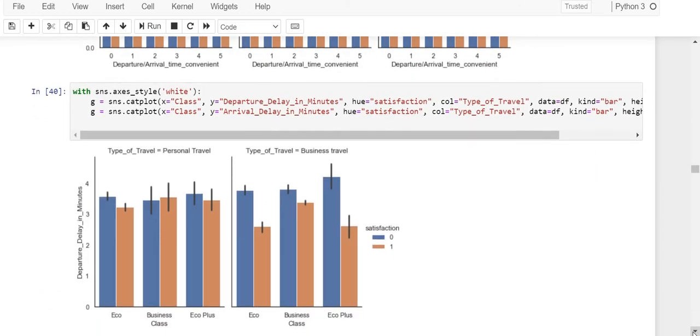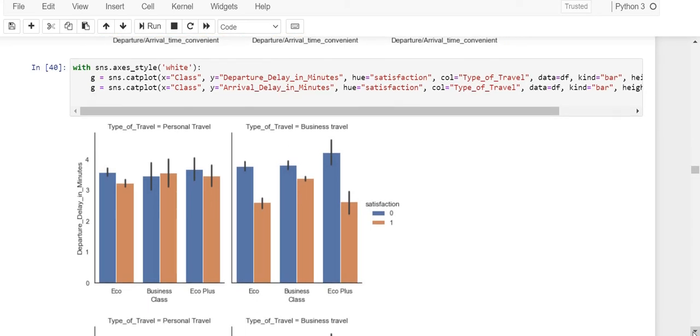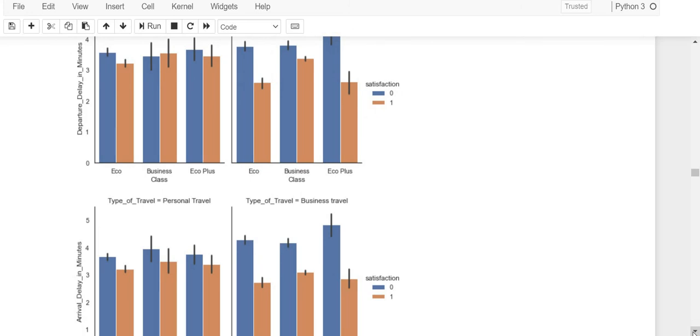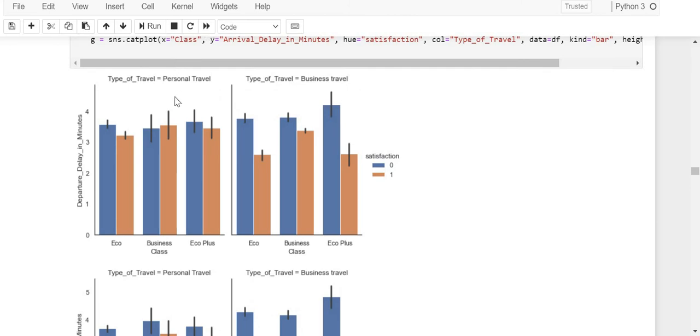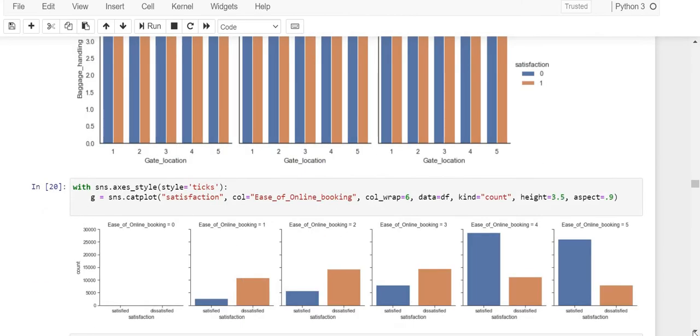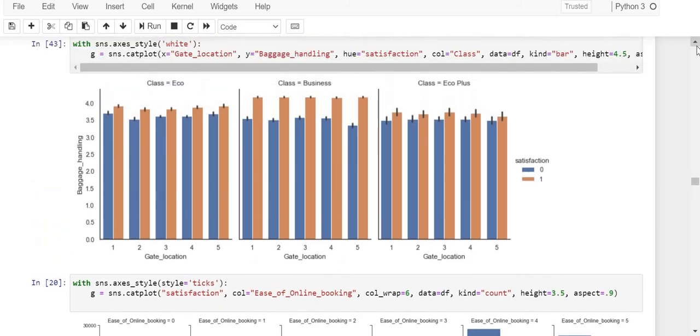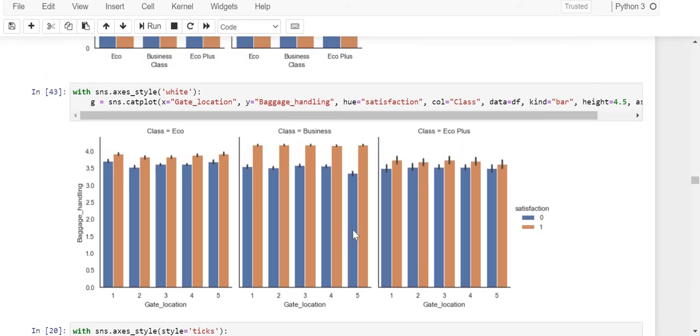Now coming to the delay factor, we can see there is a lot of dissatisfaction according to every type of travel, in both arrival and departure, for business travels and personal travels both. Coming on to gate location and baggage handling with respect to each class, the satisfaction rate is higher than the dissatisfaction rate for every class.